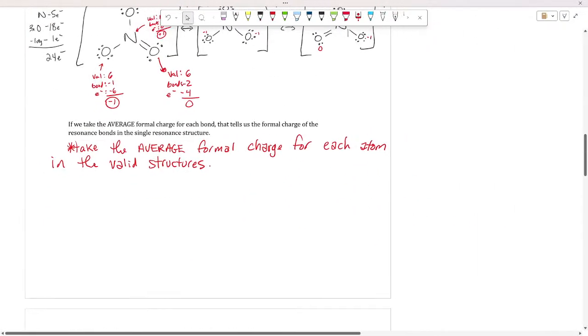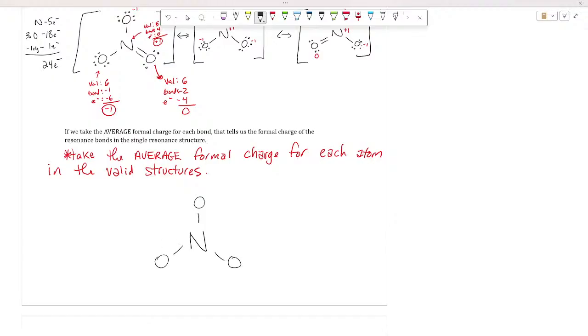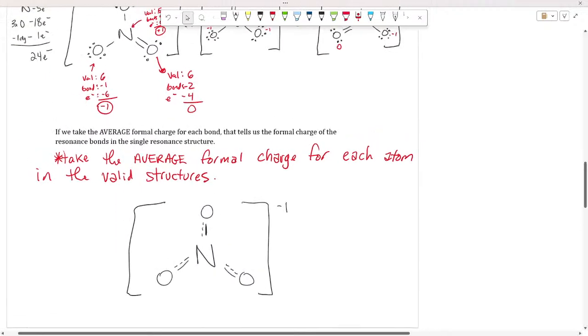So now, when you want to do the resonance structure, if instead we want to draw it this way, here's nitrogen, and it's making a bond to oxygen, a bond to oxygen, and a bond to oxygen. But this bond is going to be a resonance bond, which means sometimes it'll be a double bond, sometimes it'll be a single bond. We can fill in the values.